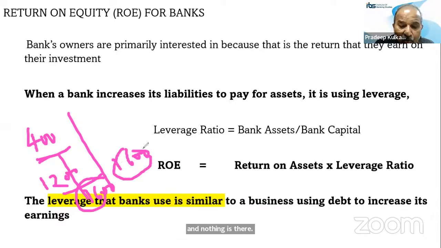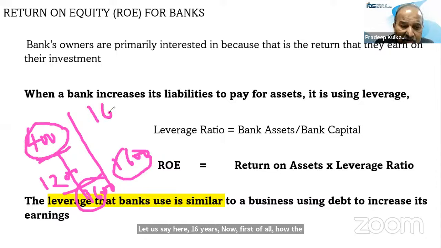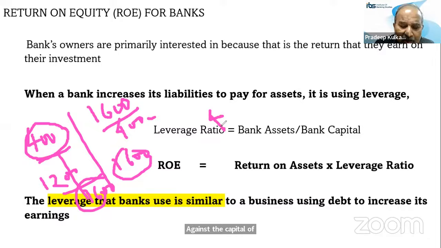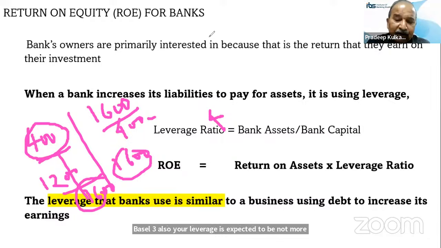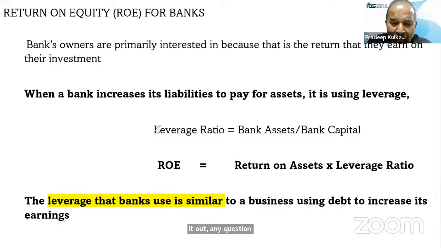Clear? Now, first of all, how is the leverage calculated? I have built 1600 assets against the capital of 400. Means what is the leverage? Leverage is 4 times. That is what is expected to be. As per Basel III also, your leverage is expected to be not more than 4. So 4 is the leverage. Correct? Fantastic. Any doubt? Any question? And once I have got that 4, now I know that my return on asset is 1.9.